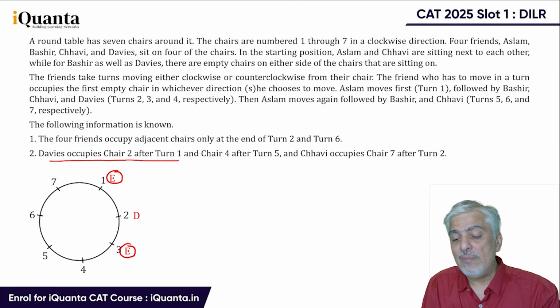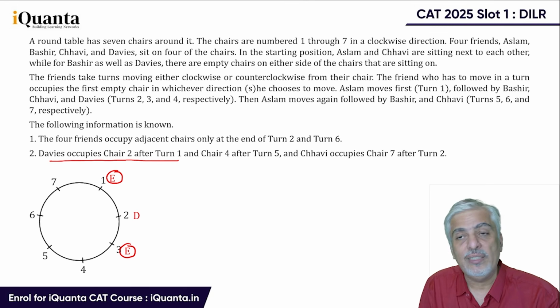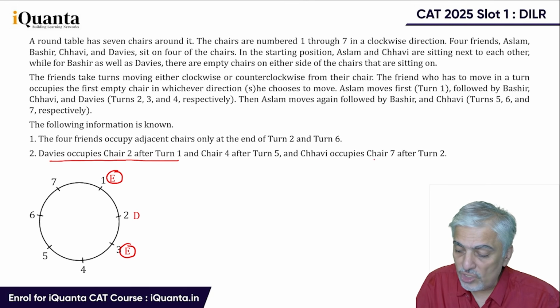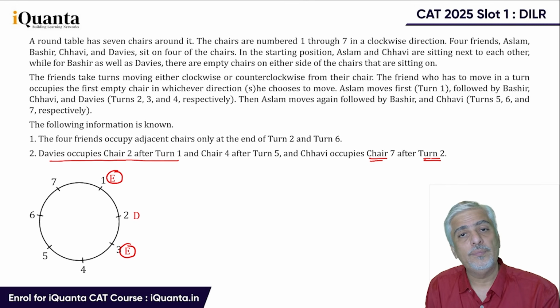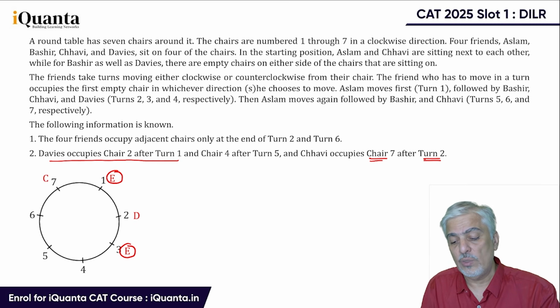Now, where can B be and where can C be? Actually, there's one more part. C occupies chair 7 after turn 2. But C does not move in turn 2, which means C was also at chair 7 at the start. So, C is over here.